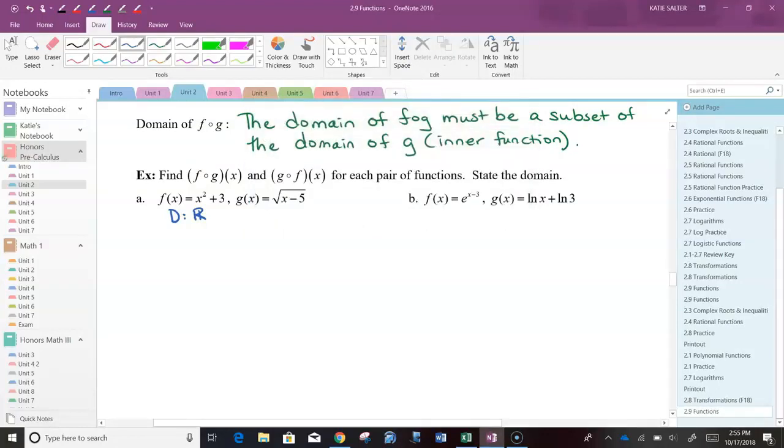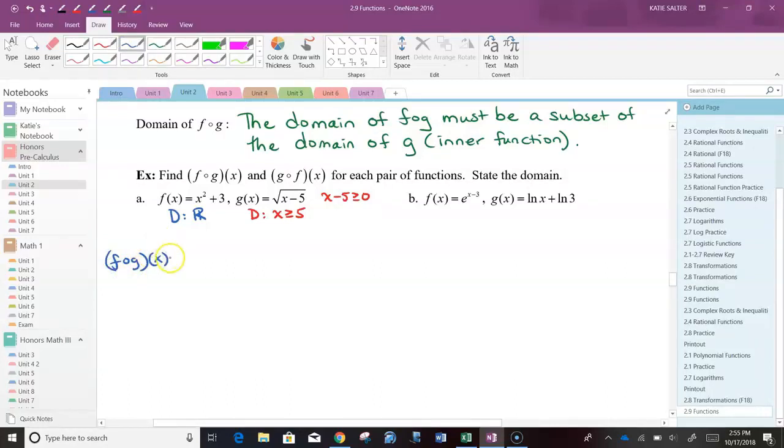All right, the second one is a square root function, so we know that whatever's inside the square root cannot be negative. Therefore, if we take x minus 5, set it greater than or equal to 0, that tells us that the domain for this must be x is greater than or equal to 5. All right, so now let's do their composition. We'll start up with f of g of x.